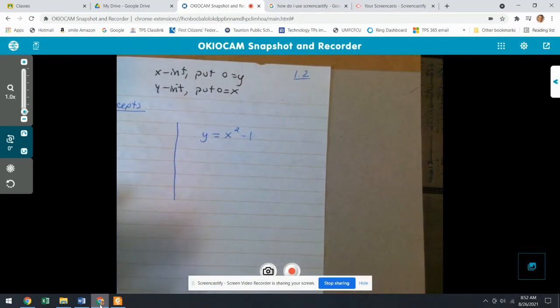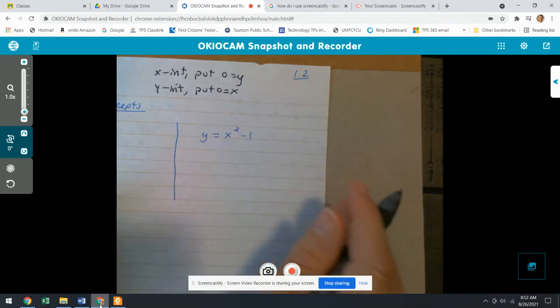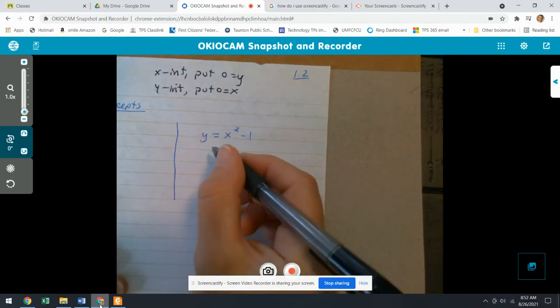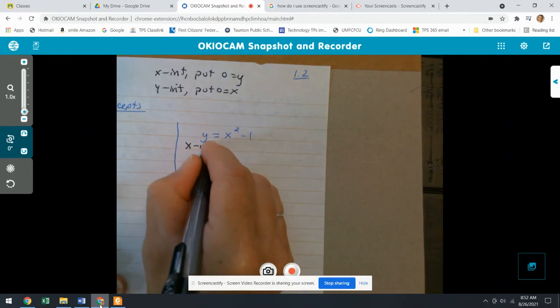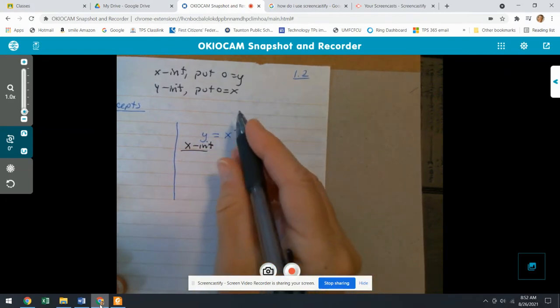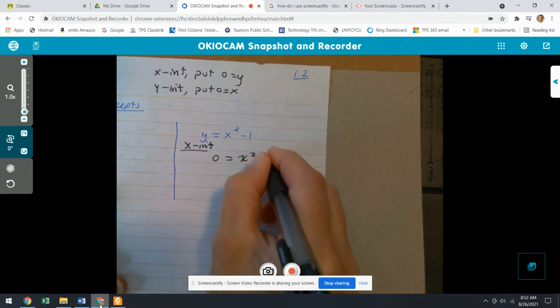For the second one, y equals x squared minus 1. Again, feel free to hit pause and try the problem on your own and see if you get the same thing that I do. For our x-intercepts, we're going to put in 0 for y. So 0 equals x squared minus 1.